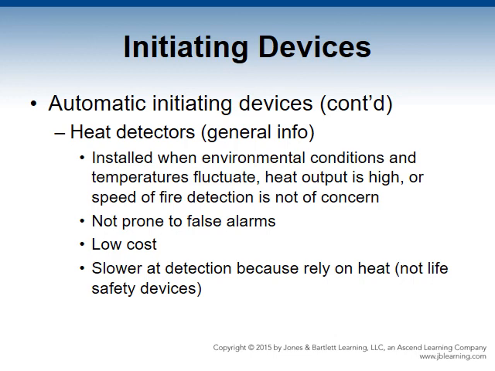Heat detectors are one of the most common, and here are some general characteristics. It is installed when environment conditions and temperatures fluctuate, where heat output of a fire will be high, or where the speed of fire detection is not a concern. They are not prone to false alarm, and they're very inexpensive. They are slower, however, to detect fire because they rely on heat detection and not smoke, and are usually not considered life safety devices. The type of fuel hazard and its associated rate of fire development determines which type of heat detector is installed.